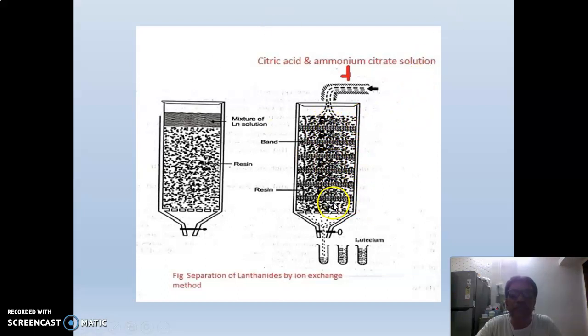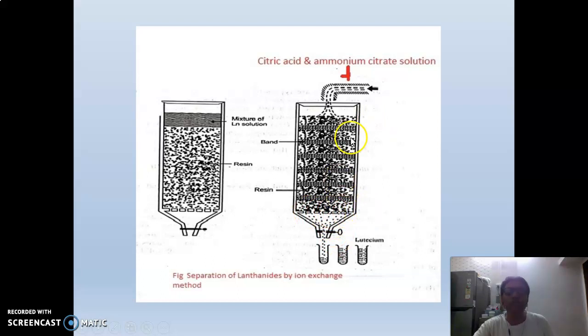Okay, so at the bottom of the resin column, the lutetium tripositive ion is here. The complex of the lutetium tripositive ion is a very stable complex because the ionic size of the lutetium tripositive ion is smallest, and the lanthanum tripositive ion, which is at the top of the resin column, forms a somewhat less stable complex as compared to the lutetium tripositive ion complex.